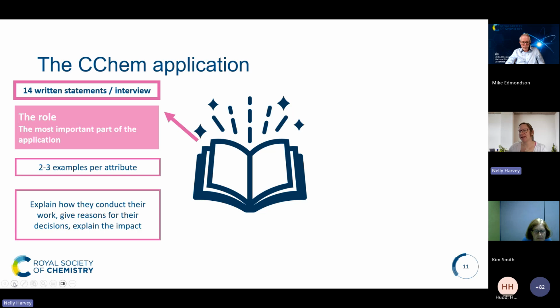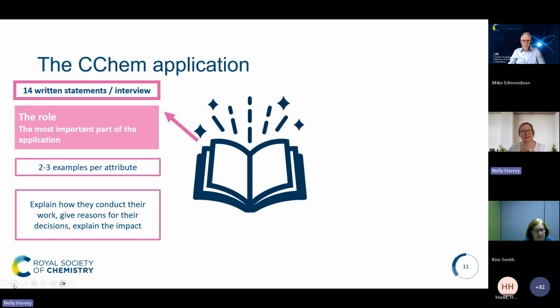And the role of the written statements, or your job in providing them, is to explain your conduct of how you went about the work that you are using then as evidence to show that you have met that attribute. And within that, you have to show your workings out in terms of give reasons for the decisions that you've made and explain the impact. And we have more advice on how to structure your statement a bit later on.